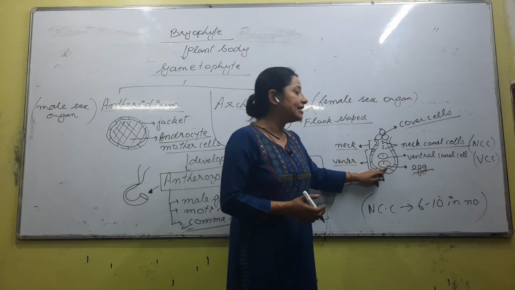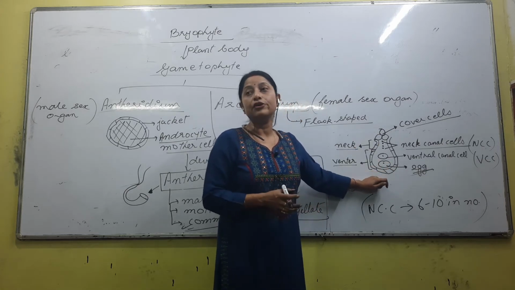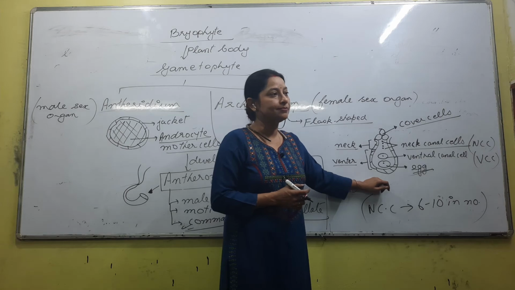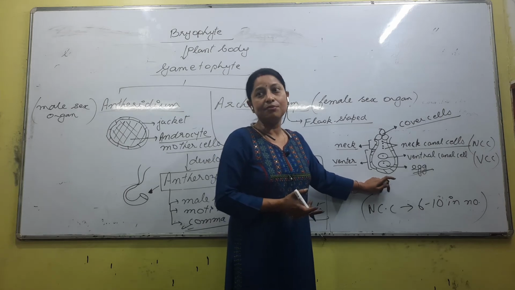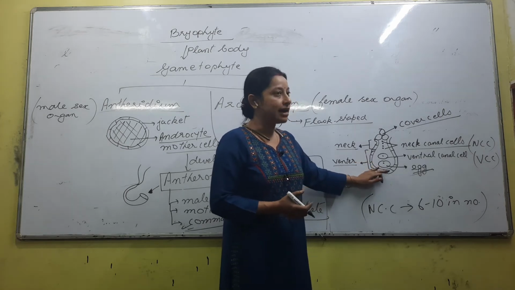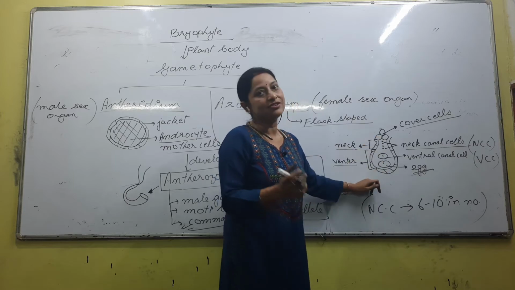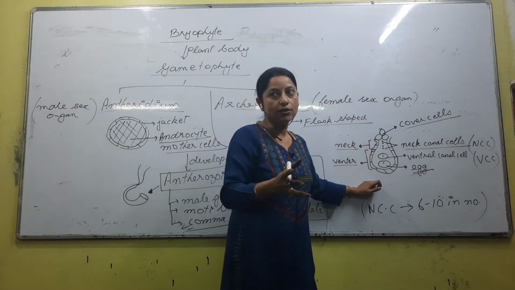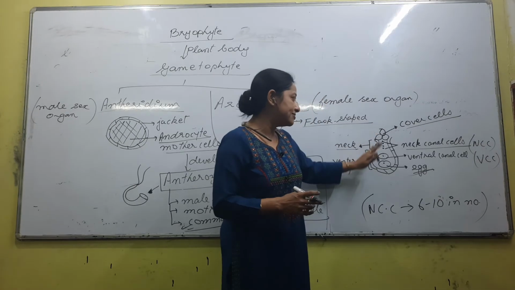Out of all the cells in this structure, from the fertilization point of view, which cell is most important? Obviously the egg cell is important. So when fertilization has to come into effect, what will happen? These cells will gradually disappear. We will be talking about it later. As of now, this is the structure.